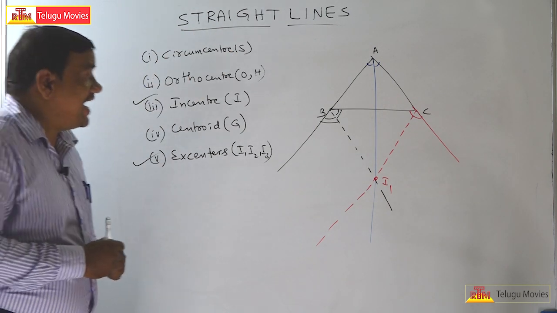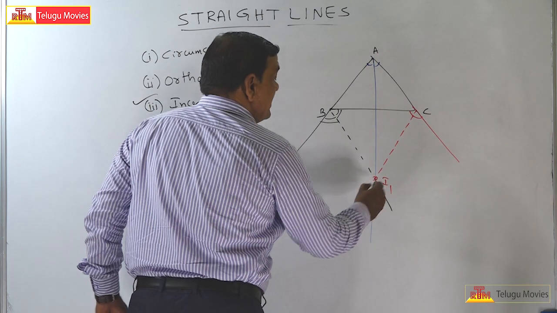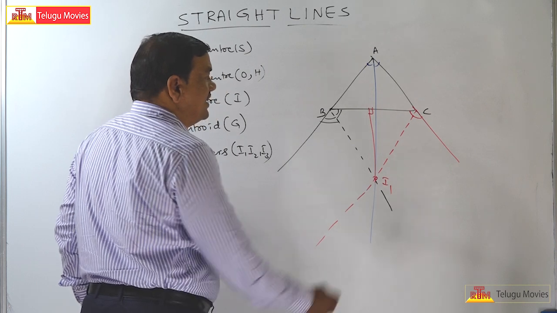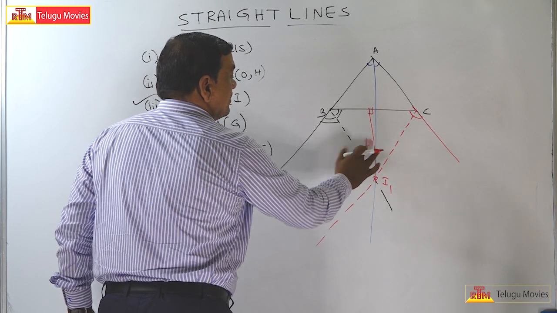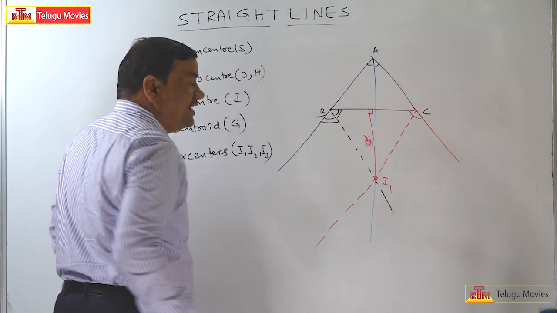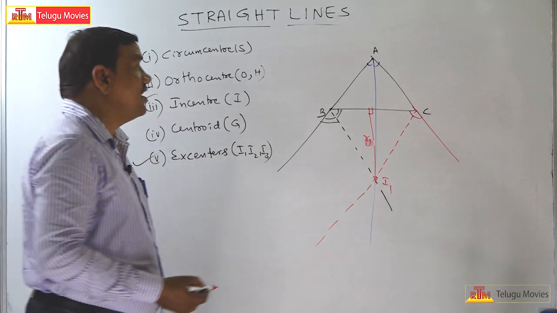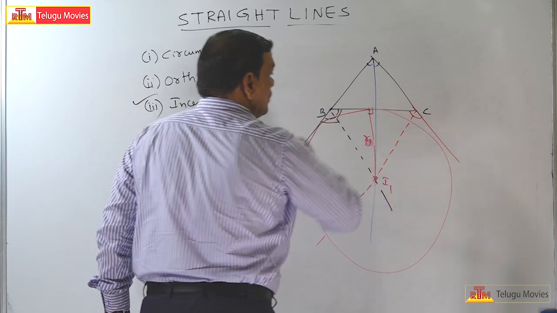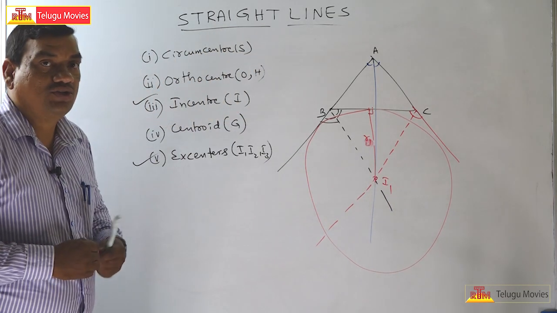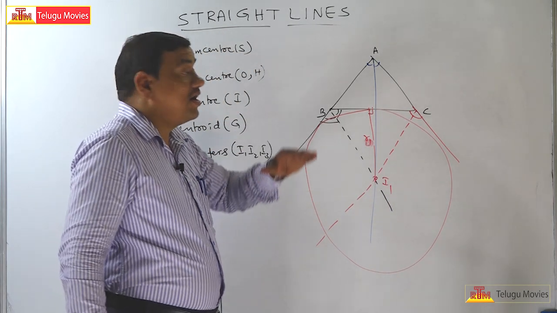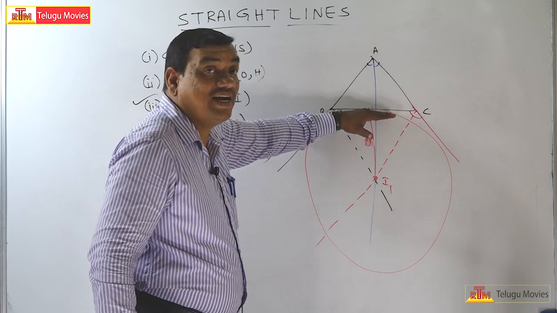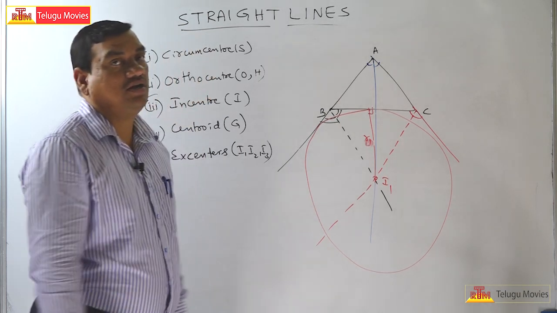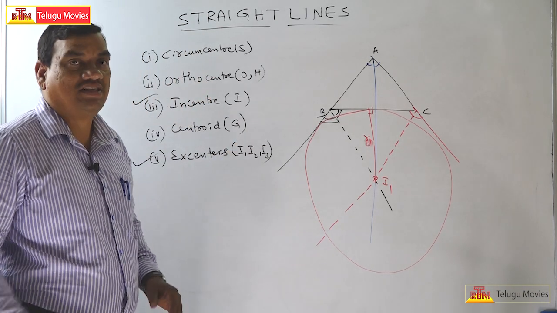So taking I as center, and whatever may be this length, R1 as radius, you can draw a circle that is called the excircle. So this excircle touches one of the sides internally and the remaining two sides externally. Okay, so this is called an excircle.